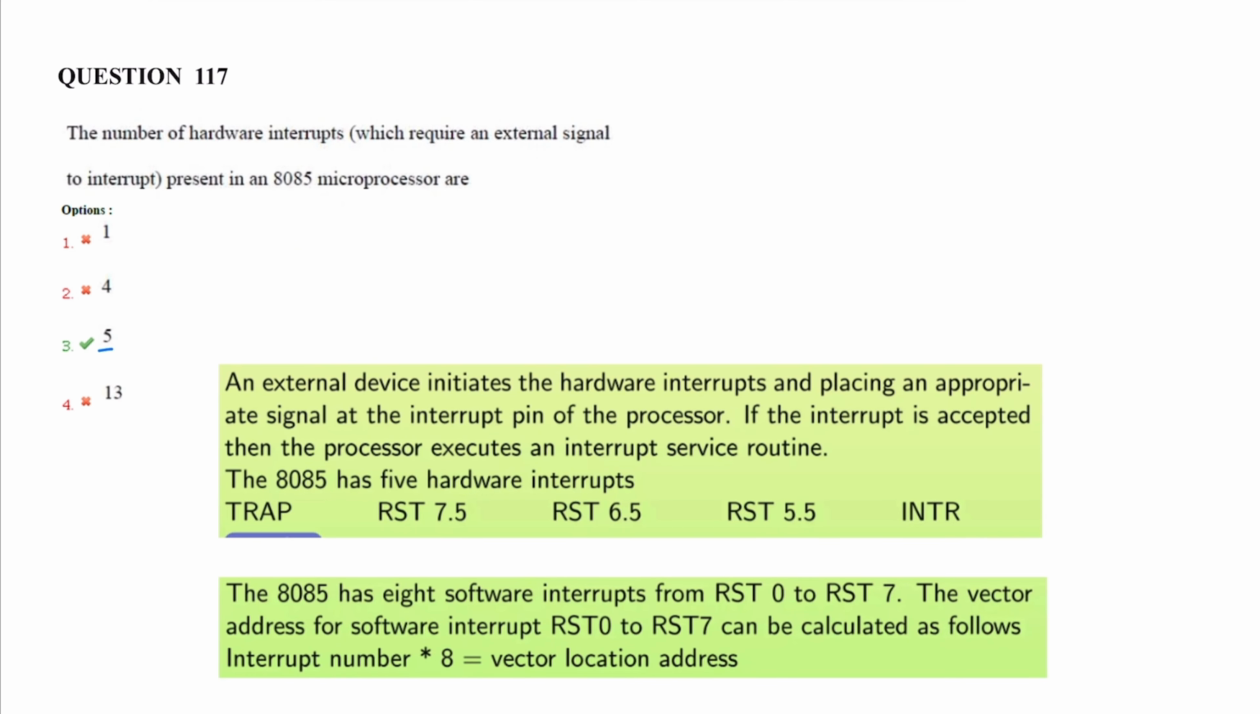Next question. The number of hardware interrupts present in the 8085 microprocessor are? Hardware interrupts require an external signal to interrupt. There are 5 hardware interrupts: TRAP, RST 7.5, RST 6.5, RST 5.5 and INTR, and 8 software interrupts from RST 0 to RST 7. Among these hardware interrupts, TRAP has the highest priority. So the correct option is option 3. The number of hardware interrupts is 5.